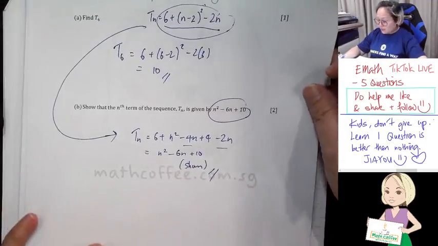Okay, now let's move on. 6 bracket 2 is the same as 6 times 2.